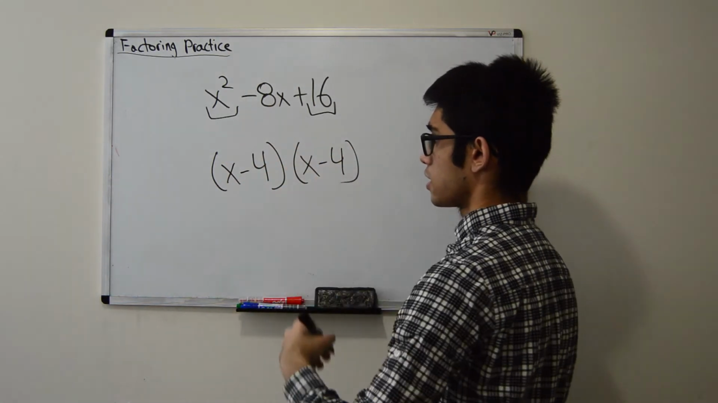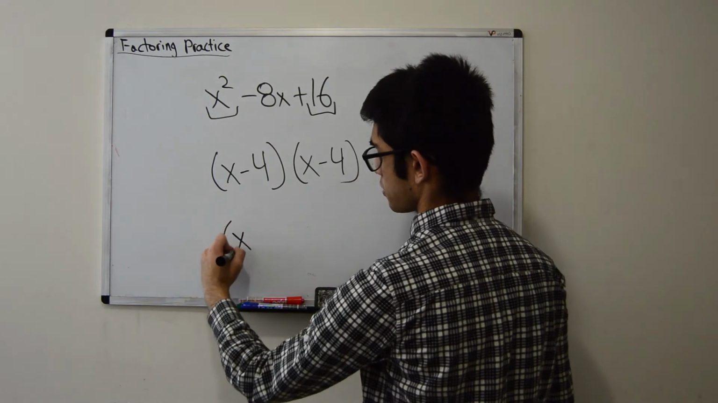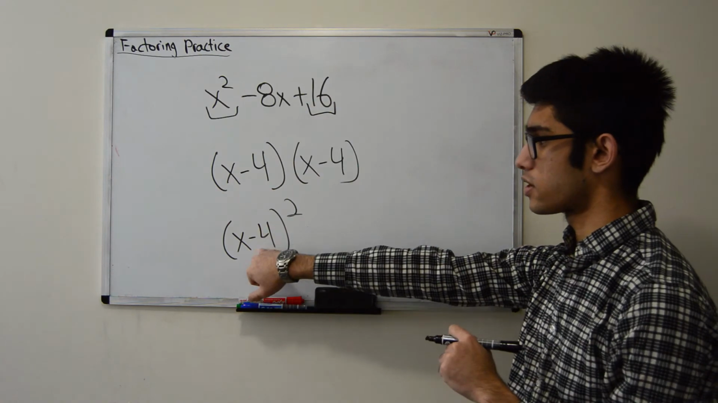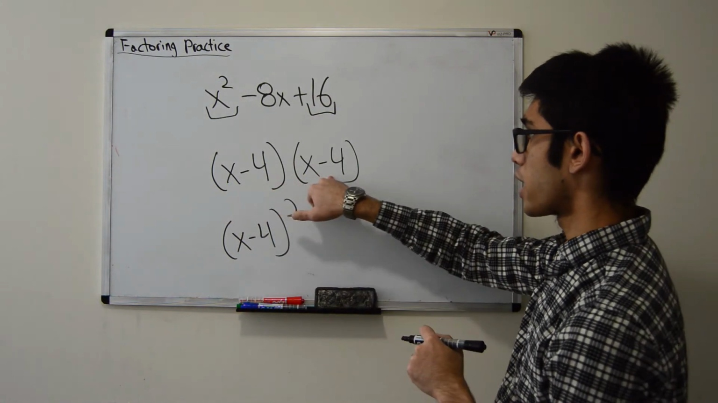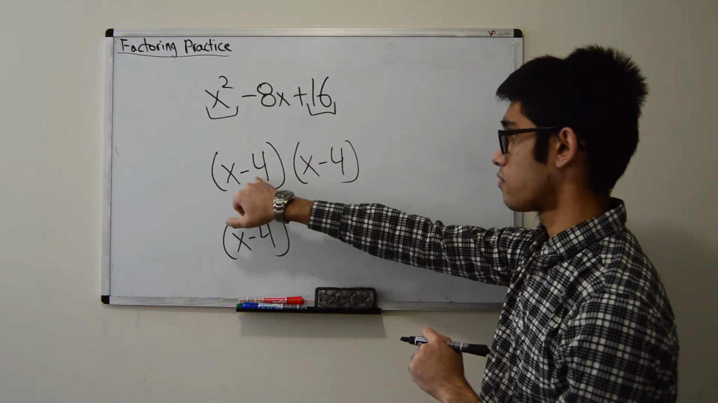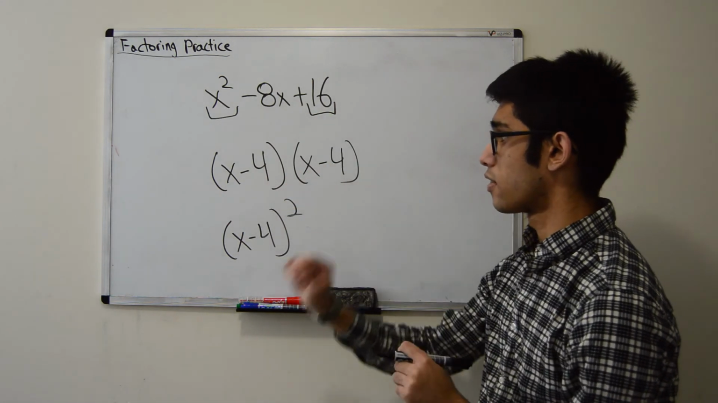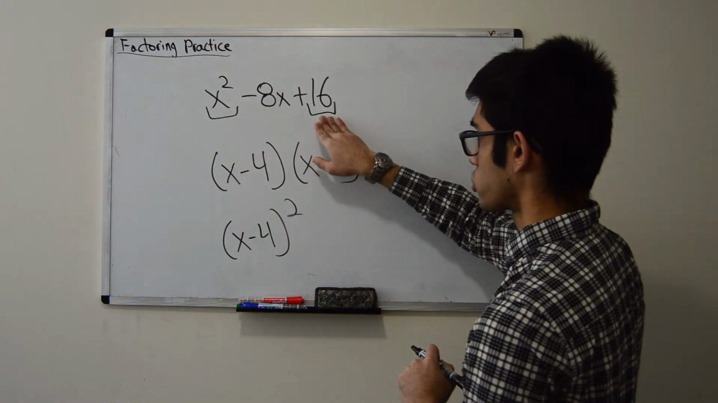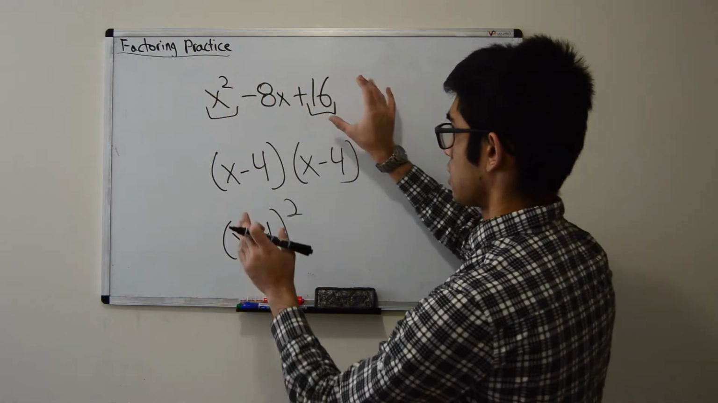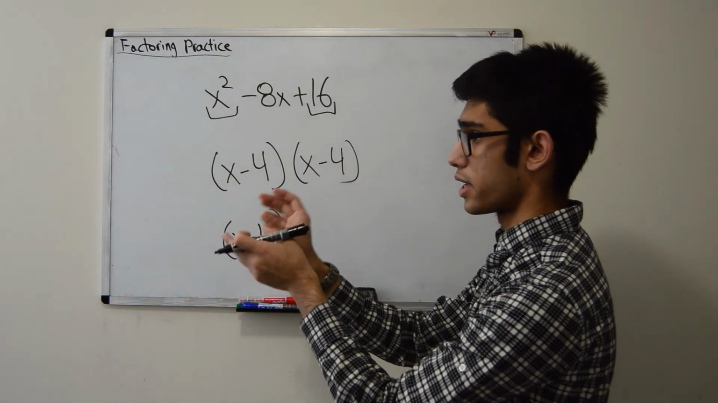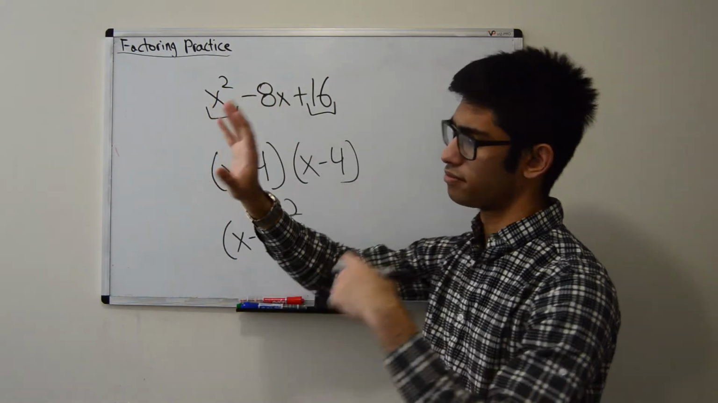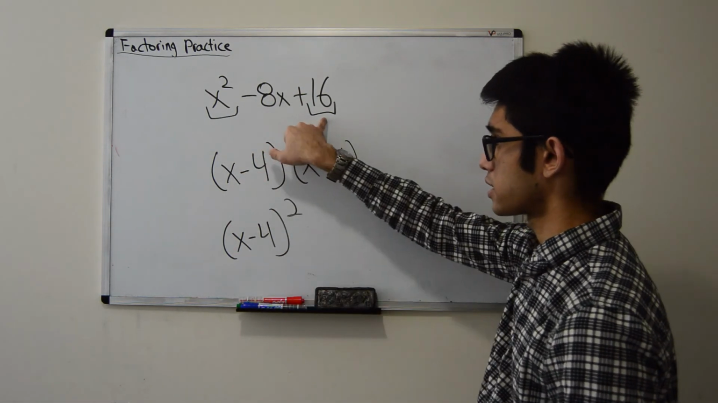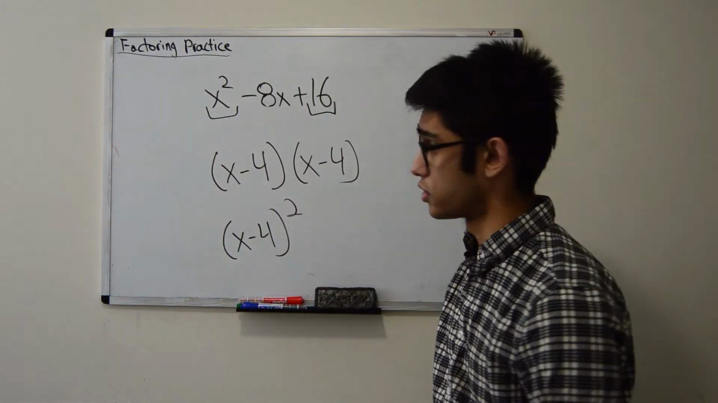Or if you want to be fancy and write it the proper way, you would write x minus 4 squared, representing two of these binomials. Again, how did I get these two terms? Well, negative 4 and negative 4 make negative 8, and negative 4 times negative 4 make positive 16. That's one way of going about it, or you can notice that this is a perfect square term, this is a perfect square term, and the square roots of these, if you multiply them together and multiply by 2, you'll get 8. So that's another way of doing it, but again, you can always just go ahead and find two numbers that multiply to 16, add to negative 8. That's all there is to it.